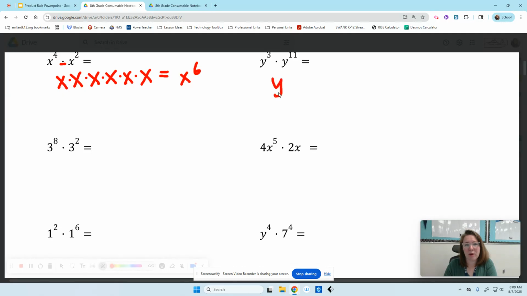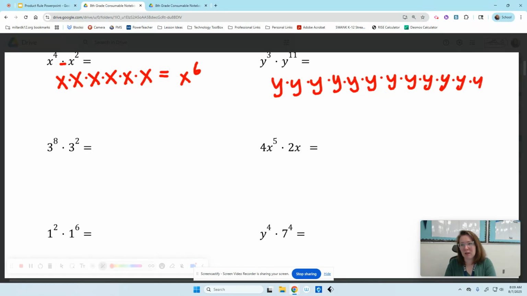Y to the 3rd. 1, 2, 3. Times y to the 11. 1, 2, 3, 4, 5, 6, 7, 8, 9, 10, 11. And of course, way faster would have been to just add them together, which is y to the 11 plus 3 is 14.